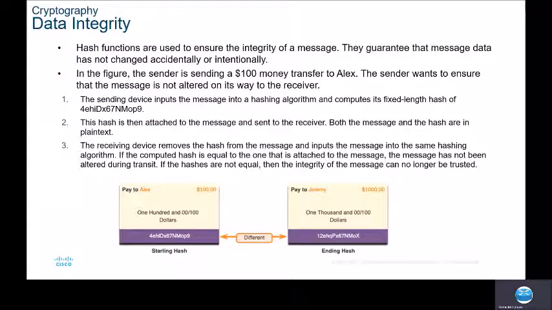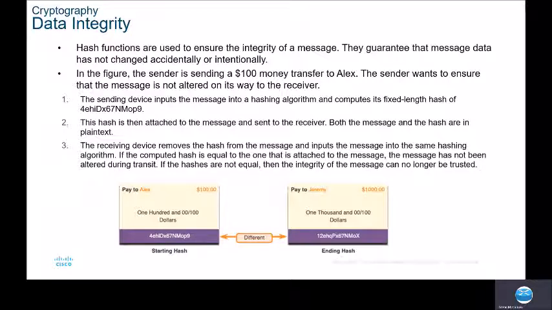In the figure, the sender is sending a $100 money transfer to Alex. The sender wants to ensure that the message is not altered on its way to the receiver. And so the sending device inputs the message into a hashing algorithm and computes a fixed-length hash of those characters. This hash is then attached to the message and sent to the receiver. Both the message and the hash are in plain text.